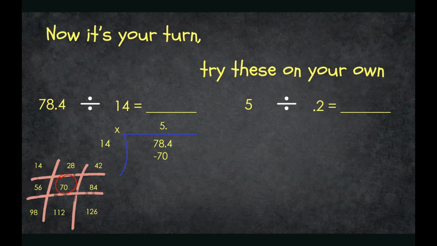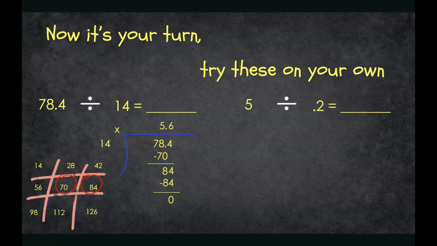14 times 5 is going to be 70. I subtract it out. I'm left with 8. I drop down the 4, and then I repeat the process. How many groups of 14 go into 84? I see that there are 6 groups going into 84, so I add the 6. I multiply it out, and then I subtract 84, and I'm left with 0. So I can stop right there. I don't need to add another 0 into the total because I have a remainder of 0. So my answer is 5.6.